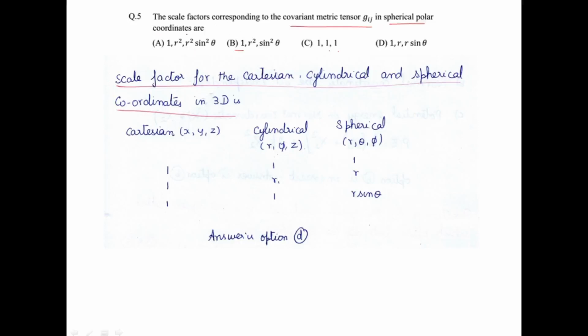The scale factors for Cartesian, cylindrical and spherical coordinate systems in 3 dimensions are: for Cartesian coordinates it is 1, 1, 1, for cylindrical it is 1, r, 1, and for spherical coordinates it is 1, r, r sin theta. Therefore, for this question, the answer is option D, that is 1, r, r sin theta.